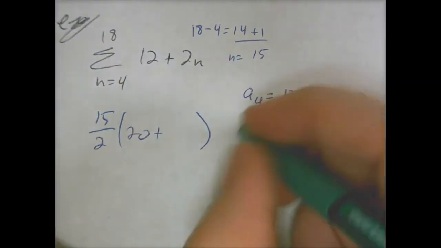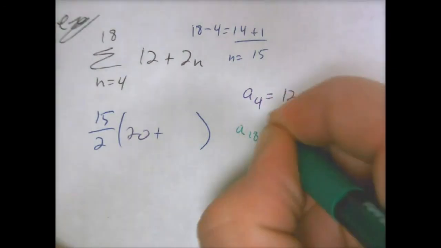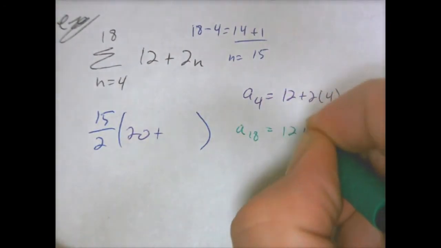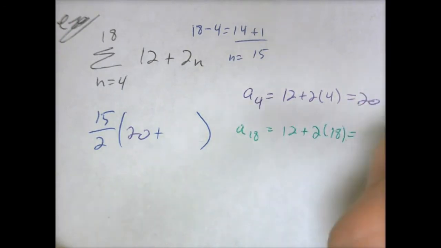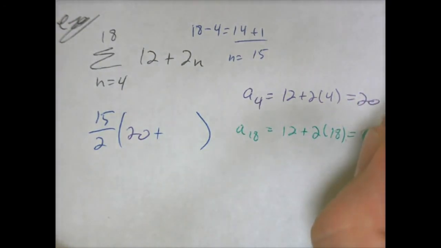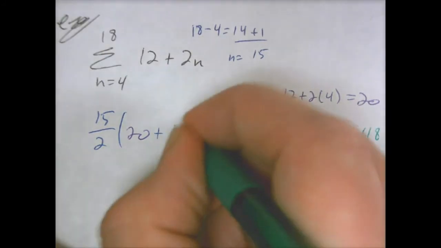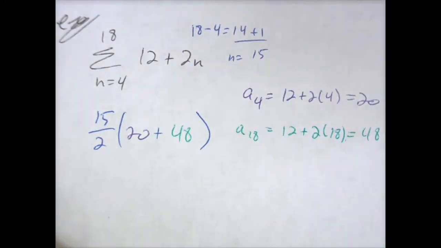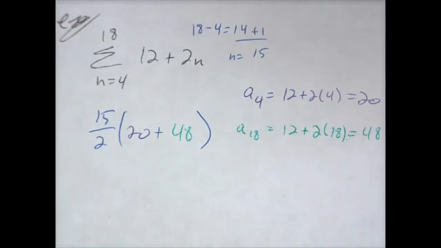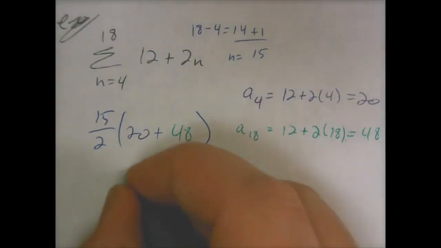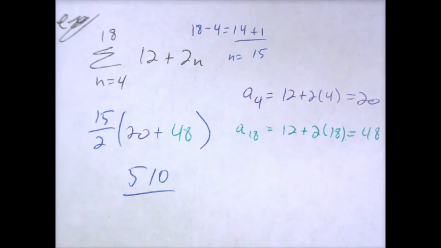20 times 18. Oh, 36 plus 12 is 48. So 48. Now it's just a matter of plugging in everything correctly. So we have 68, 34 times 15. Math says 510. Yay.